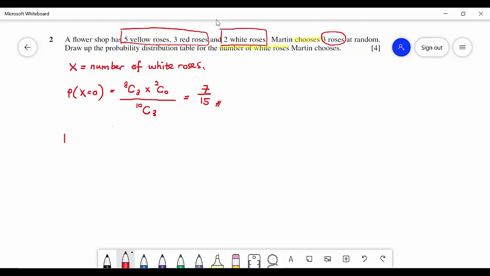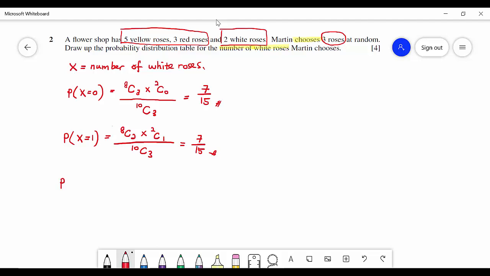Okay, so the same thing applies for the other values. I might get 1 white rose in my selection. So for this case, I'm having 2 roses from other color, and also 1 rose from the white color. So 8C2 times 2C1, divided by the total without restriction, which is still the same, 10C3. And from here you get 7 over 15. You can press the calculator and it gives you this answer.